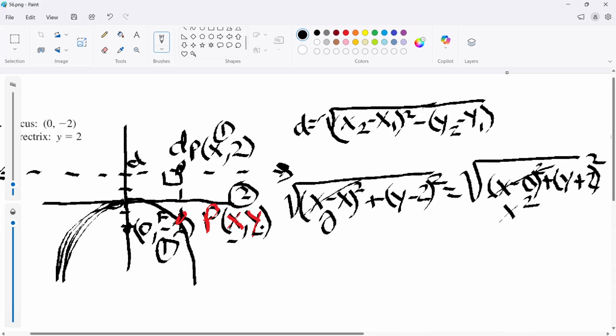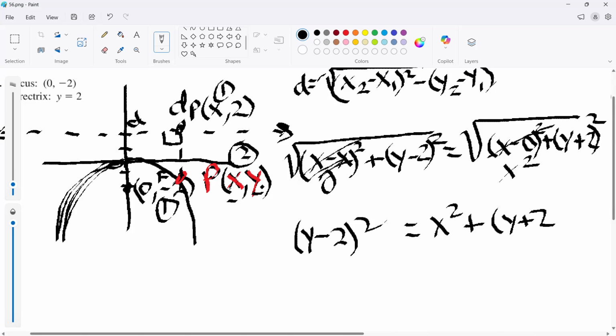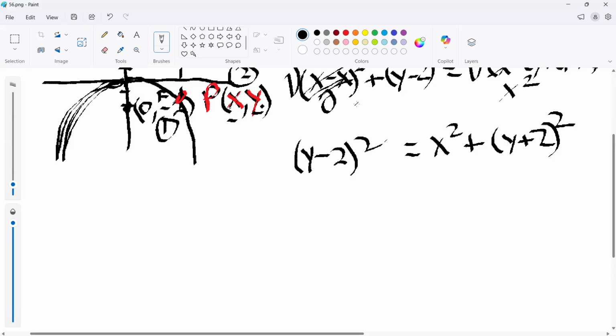So now I have the square root of (y minus 2) squared equals the square root of x squared plus (y plus 2) squared. And they're both square roots, so I can just square both sides. Now I have (y minus 2) squared. The square root went away when I squared it, equals x squared plus (y plus 2) squared. And now I just have to square these things.